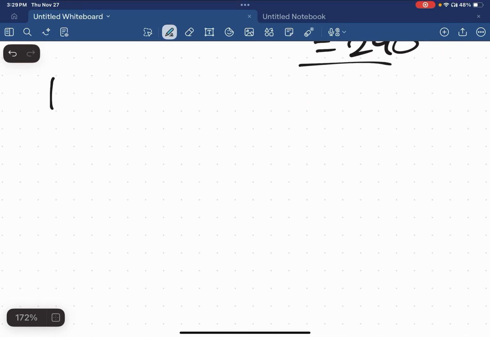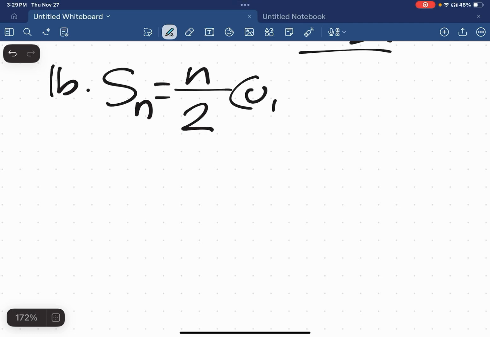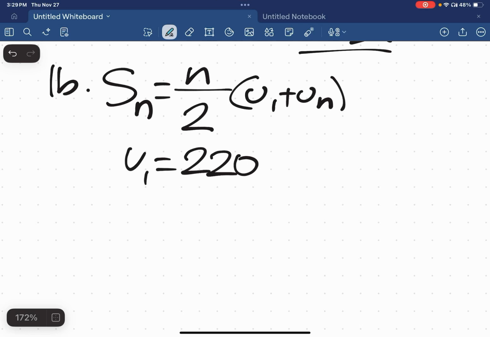Let's continue. 1B. Calculate the total number of televisions sold between 2010 and 2017 inclusive. Remember, inclusive includes both 2010 and 2017. Exclusive would just be the numbers in between those. But for this, we're going to have to call back to our summation formula for arithmetic series, which is n divided by 2 times u1 plus un. In this case, our u1 is going to be 220 because that's for 2010, and then our last year is 2017, and we know it sold 290 TVs in 2017.